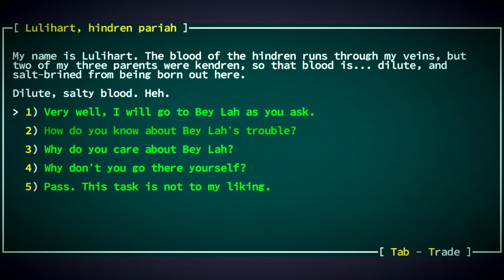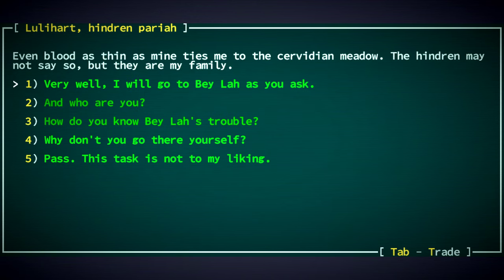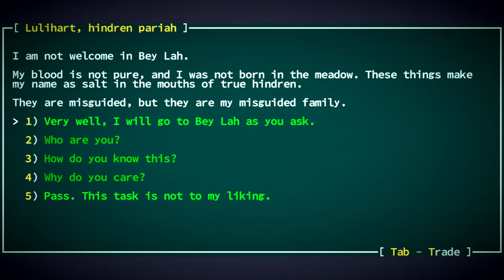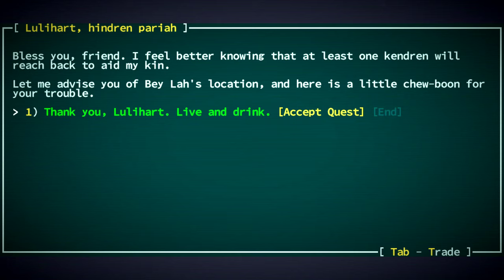And who are you? My name is Lulahart. The blood of the Hindrin runs through my veins, but two of my three parents were Kendrin, so that blood is dilute. And salt brine from being born out here. Dilute, salty blood. Why do you care about Bela? Even blood as thin as mine ties me to the Cervidian Meadow. The Hindrin may not say so, but they are my family. Why don't you go there yourself? I'm not welcome in Bela. My blood is not pure. I was not born in the meadow. These things make my name as salt in the mouths of the true Hindrin. They are misguided, but they are my misguided family. All right, very well. I will go to Bela as you ask. Bless you, friend. I feel better knowing that at least one Kendrin will reach back to aid my kin. Let me advise you of Bela's location, and here is a little chew boon for your trouble.